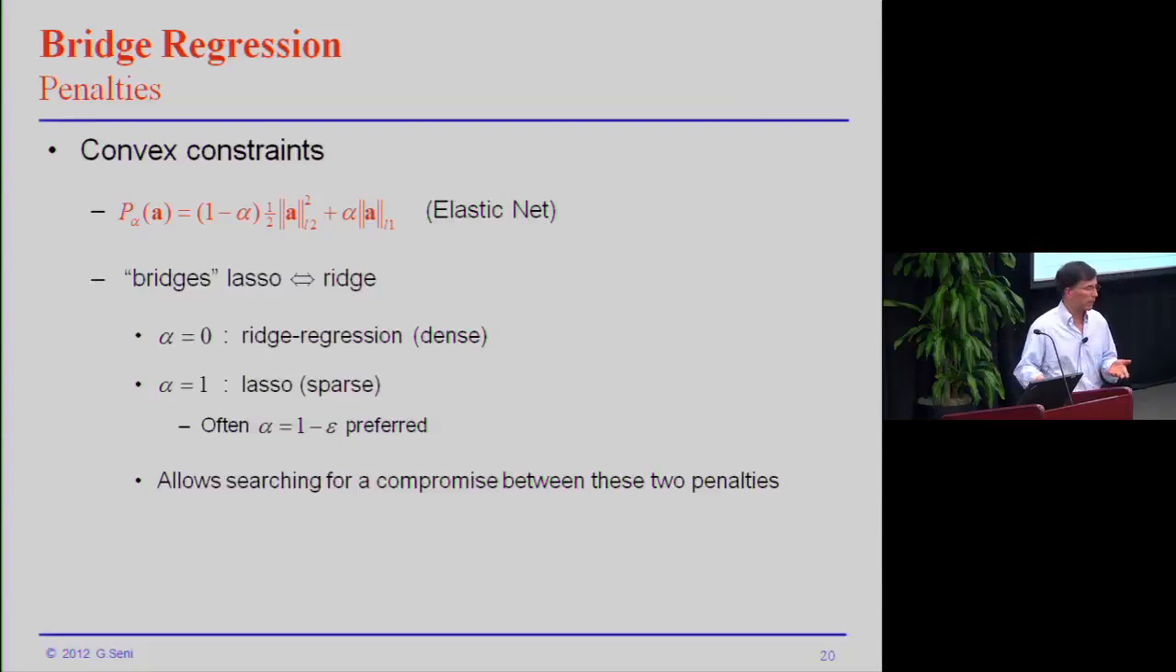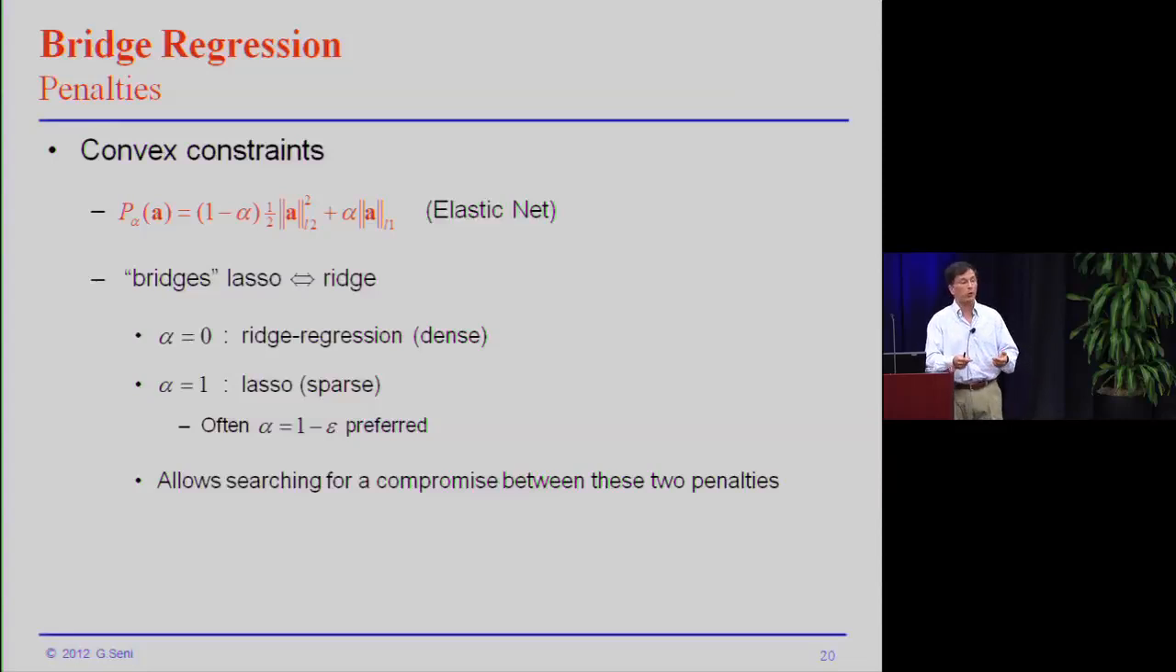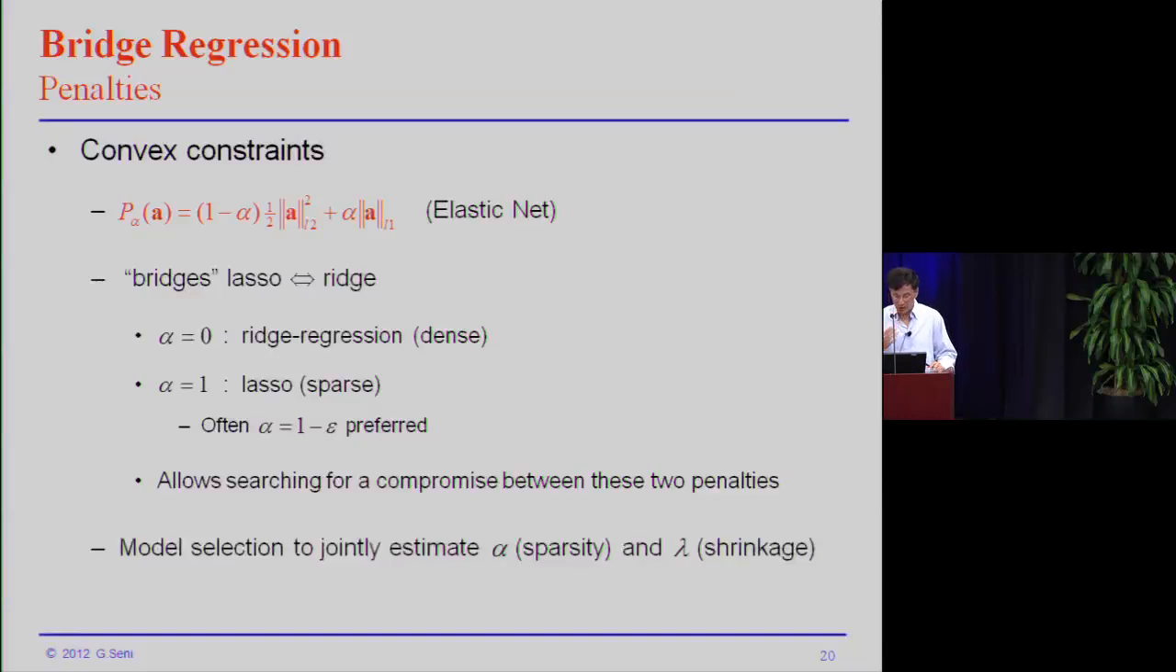And so we say that the elastic net bridges between the lasso and the ridge regression, because in advance, we don't know which is the right penalty for a problem. So what we want is a family of penalties so that we can explore both degrees of sparseness. And as I mentioned earlier, we need to do model selection to estimate both alpha and lambda, which sounds like a lot of computation, ergo the need for very, very fast algorithms.